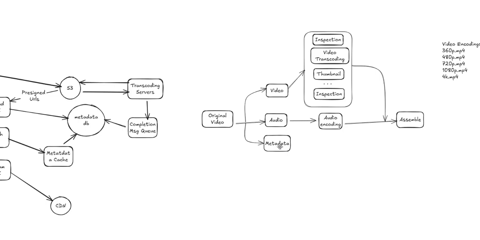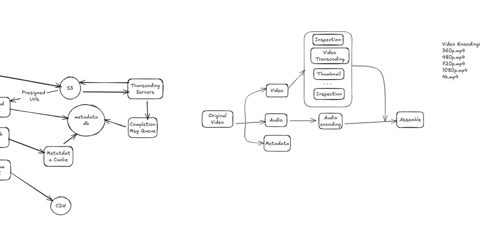So the flow looks like: original video to video track to multiple tasks, tasks to assemble. Then original video to audio track to audio extraction, audio encoding, assemble. And from original video to metadata to assemble. Everything eventually comes back together during the packaging stage.